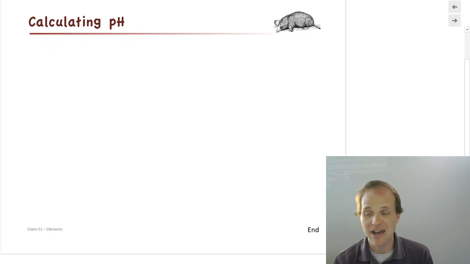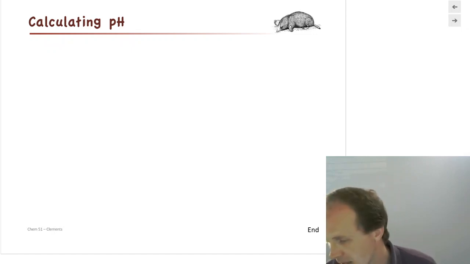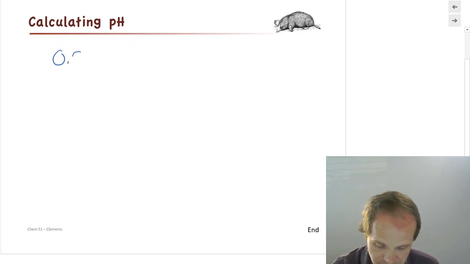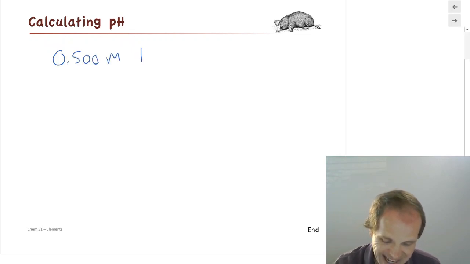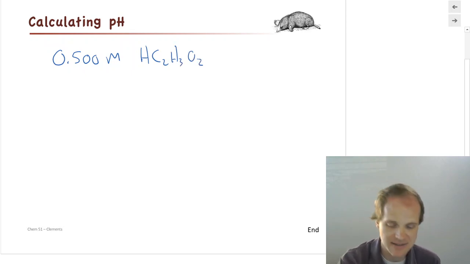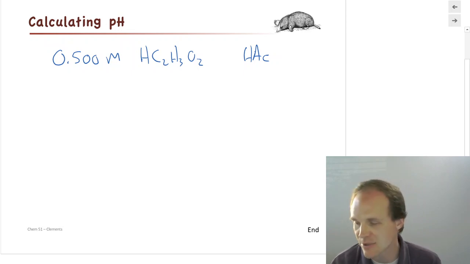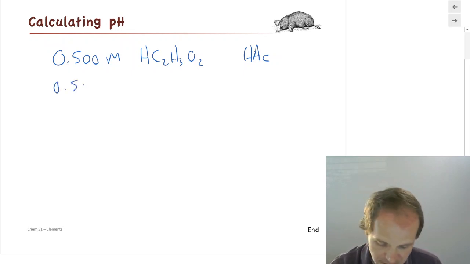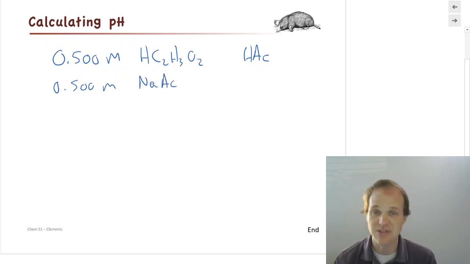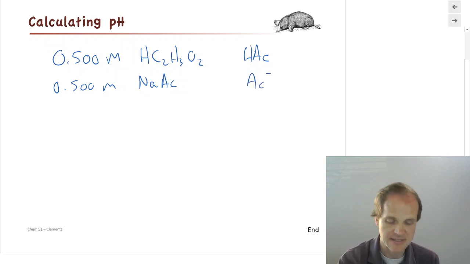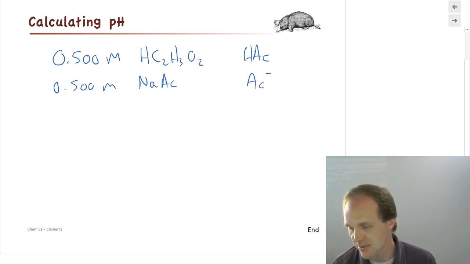All right, let's go ahead and calculate the pH of a buffer solution. So we're going to make a solution that is 0.500 molar HC2H3O2. Remember, that's acetic acid, and people often abbreviate that just to make their life easier, HAC, which I'm going to do. And then 0.500 molar NaAC, right? We've got sodium acetate. Remember, in solution, what that's going to form is AC- and the positive ion sodium.